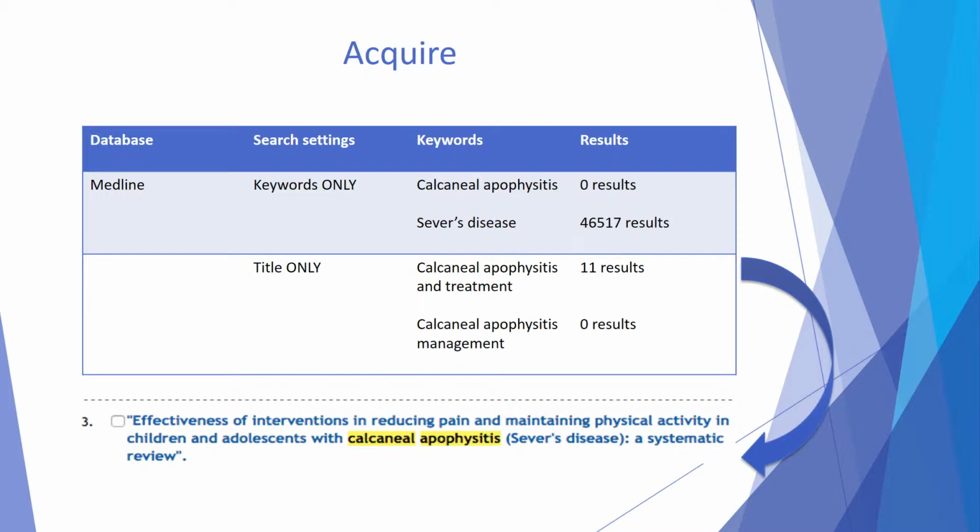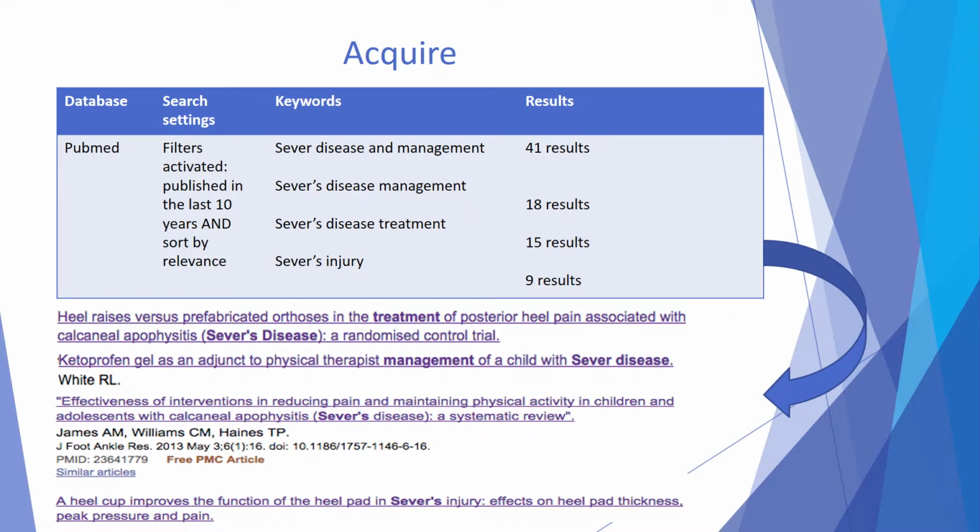The next database explored was Medline. Initially, we began our search using the term calcaneal apophysitis, limited to keywords only. However, that produced 0 results. Consequently, we decided to use the term Sever's disease, limited to keywords again, and that resulted in a large number of results. Thus, we decided to refine our search strategy and limit it to title only. This had a positive effect, as one related article could be identified. This was the same article identified in the Cochrane database.